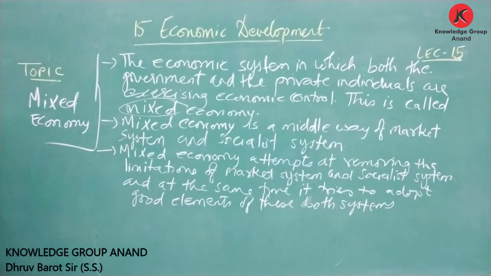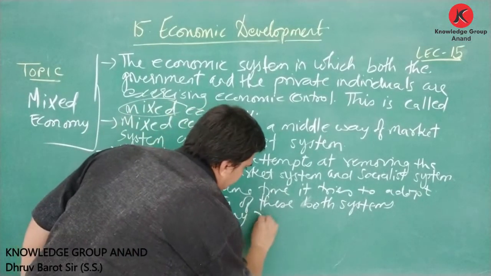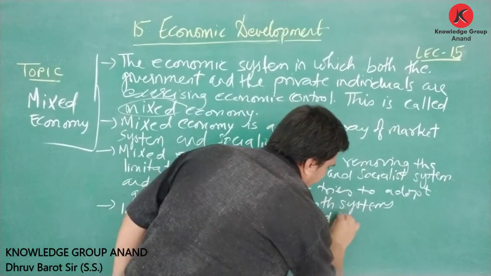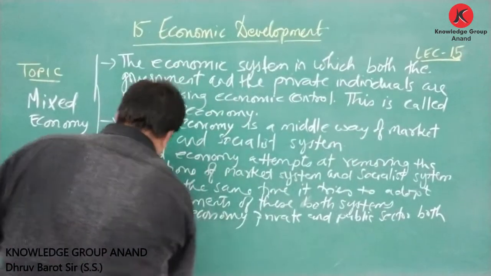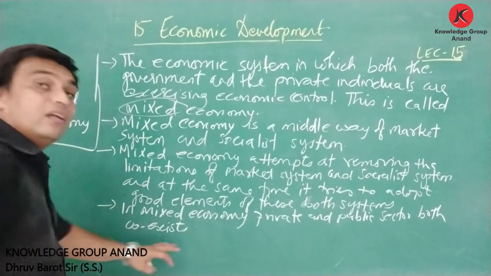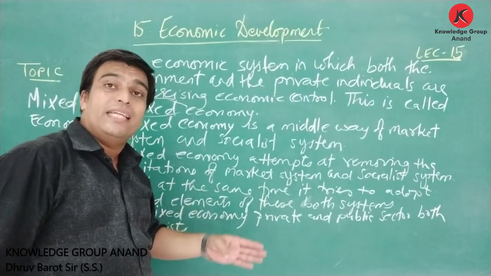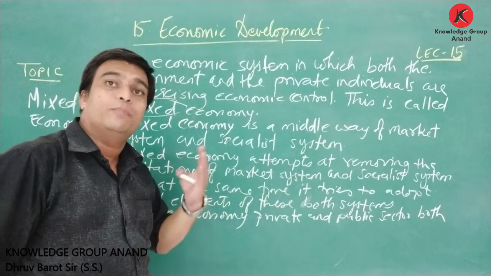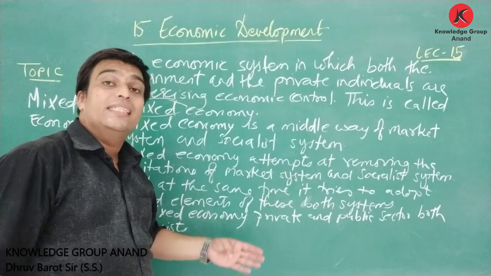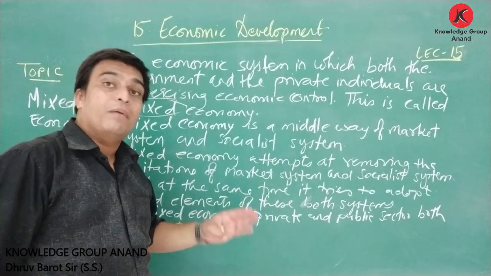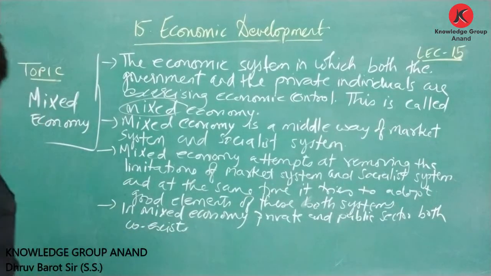Then friends, here it is said, in mixed economy, private and public sector both coexist. Here, the coexistence of private sector as well as public sectors is clearly seen. Friends, you might be aware about the public sector and the private sector. Public sector, that is for the sake of the public, but that is owned by the government, that is known as public sector, while the private sector is owned by the individual, by the private person. So in the mixed economy, we can see both the existence of private sector as well as the public sector. So friends, we can clearly see that in mixed economy, private and public sector both coexist.